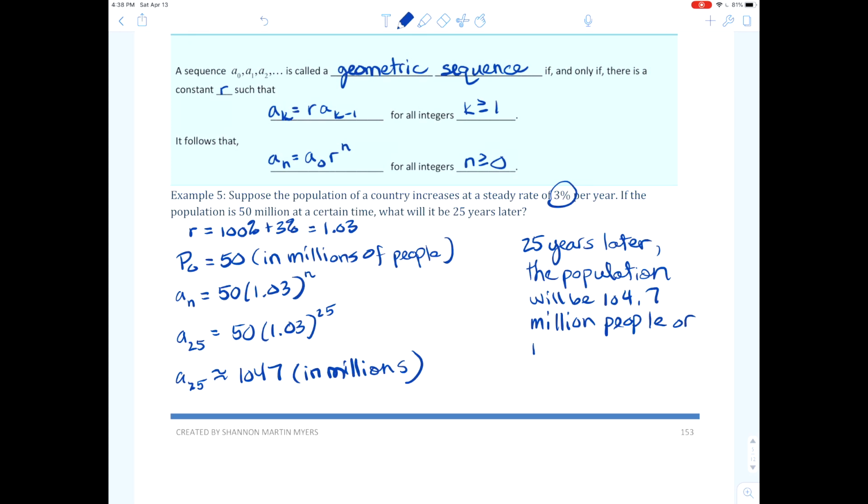Or you could write it like this: 104,700,000 people. Cool, cool?